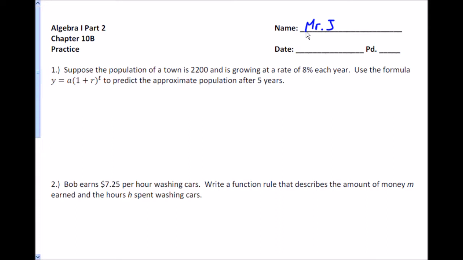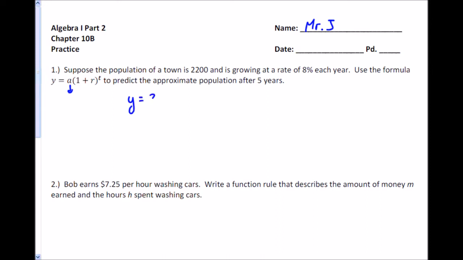If we take a look at this first one, this is an exponential growth type problem. And remember, we had two formulas for exponential growth. There was the y equals a times 1 plus r raised to the t, and that's the one that's asking us to use here. And this is no different from our other formula, and we'll talk about that in a second. But for this one, we've got an initial population of 2,200. Remember, that's our A value, the initial population.